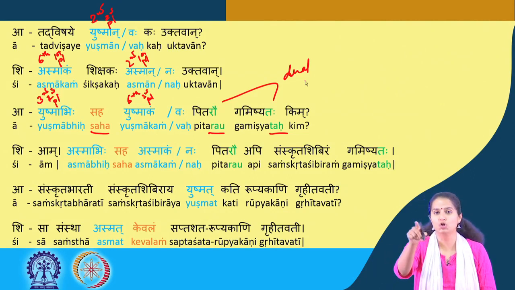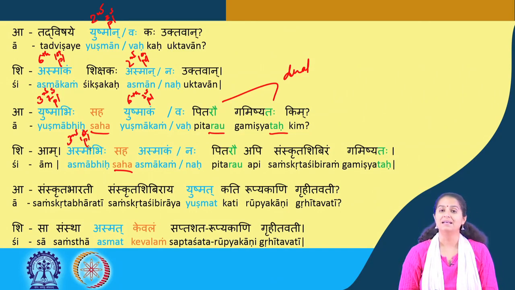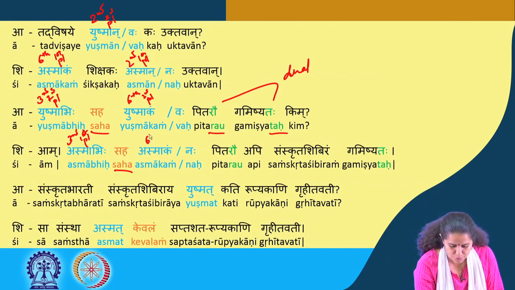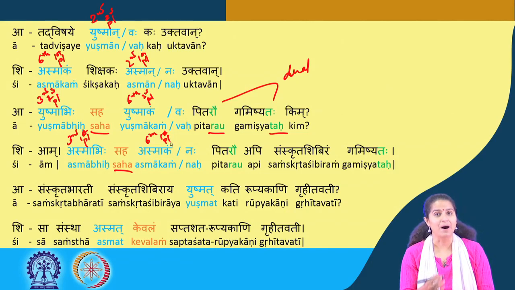asmabhihi saha. So yushmabhihi and asmabhihi. Because there is a saha, it will automatically become the third case for the first person plural. So asmabhihi saha, asmakam or naha, and we've seen that before. So it's the sixth case for the first person plural. Naha pitarau api Sanskrita shibiram gamishyataha. Uttamam.